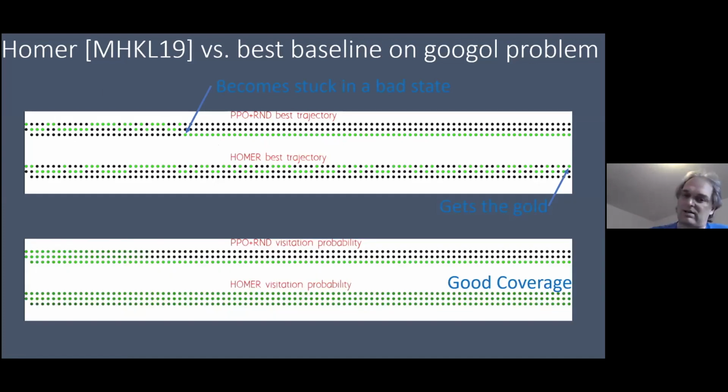You can also ask, if you average over all the trajectories that are taken, there's, I would guess, 1 million trajectories taken. I'd have to look at the paper again. Then you can ask, where do these trajectories go? And you can see that the PPO and RND approach is falling into the bad state and just getting stuck there all the time, while the Homer approach is exploring over everything and achieving good coverage.